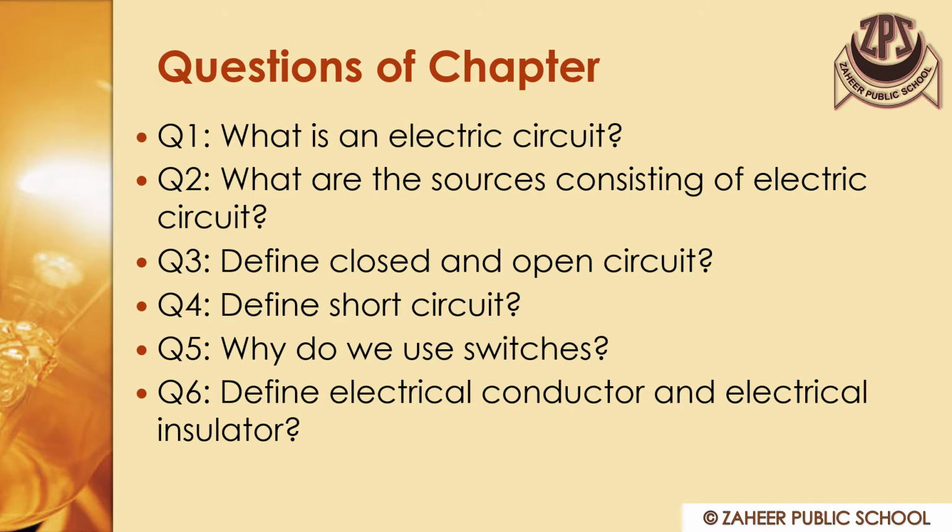Define closed and open circuit. You know that the electric current can flow only through a closed circuit and the path must be continuous, so this is known as a closed circuit, whereas a circuit with a gap is known as an open circuit, and the electric current will not flow through an open circuit. Next question is, define the short circuit.